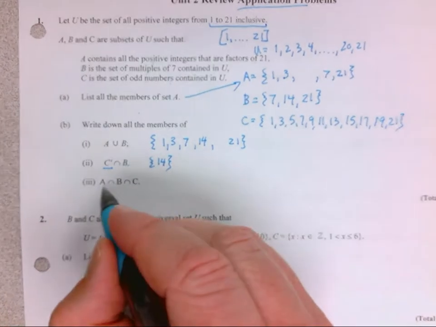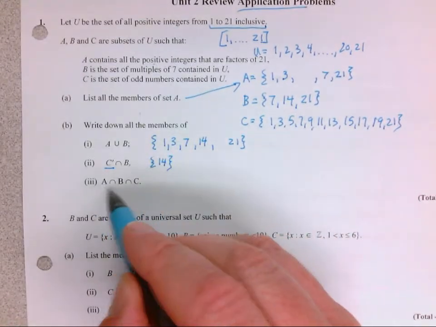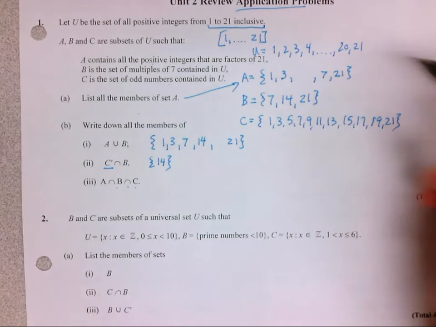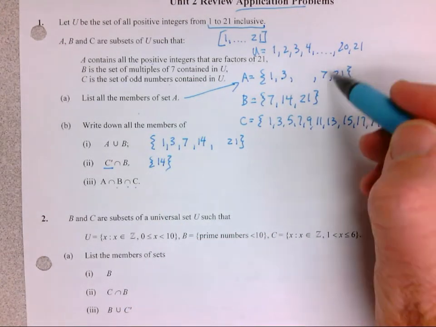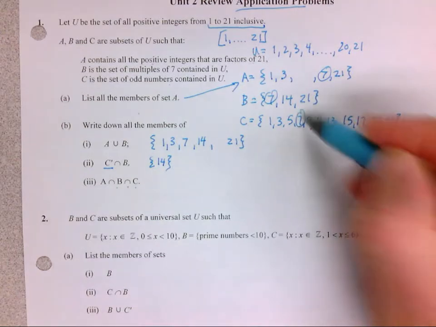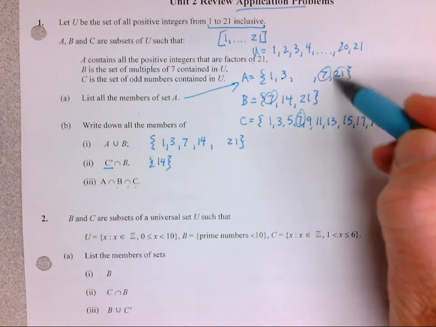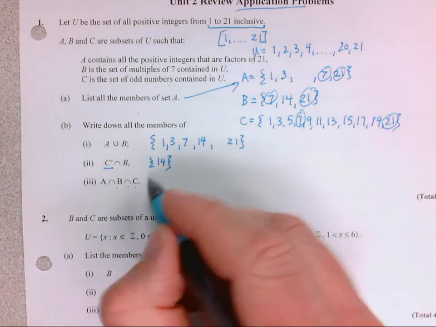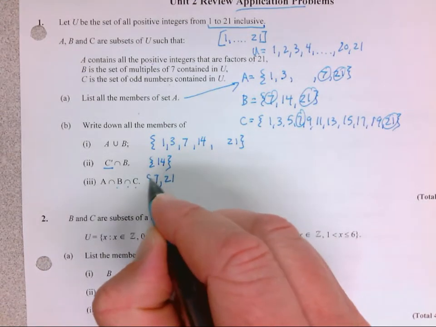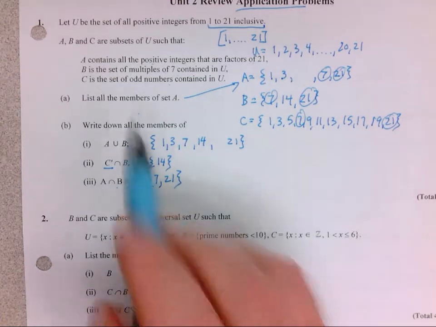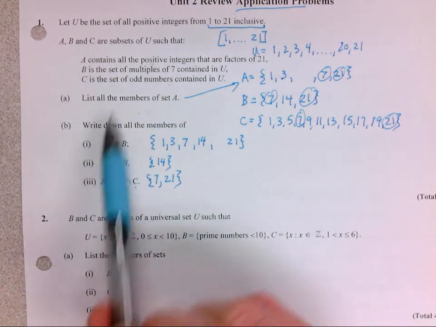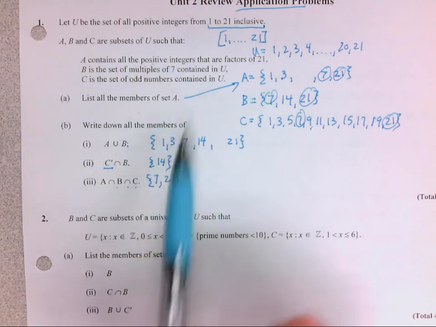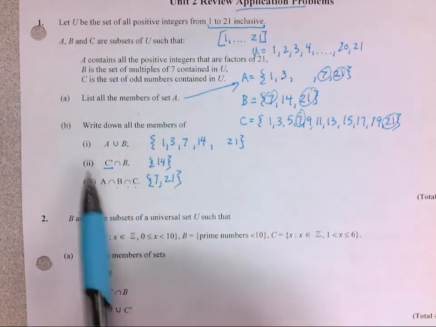And this one says basically that this number is in all 3 sets. Or numbers are all in 3 sets. So I have 7, 21. 1 is not in all 3, so just 7 and 21. And let's see if that makes sense. Positive integers that are factors of 21 and multiples of 7 and odd. So there we go.